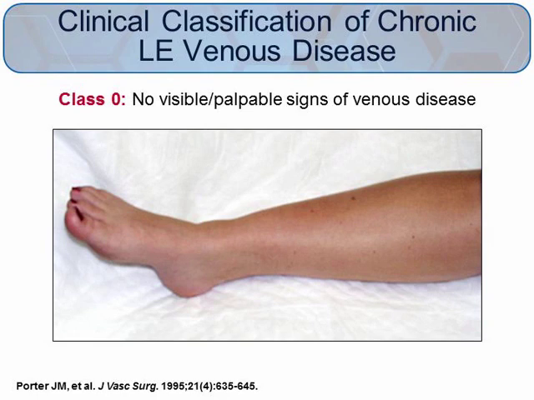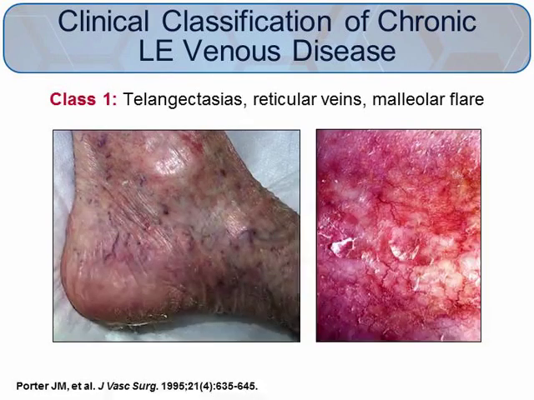So in terms of the clinical classification of chronic venous disease, according to the CEAP classification system, a Class 0 clinical presentation has no visible or palpable signs of venous disease. Now you might say, well, why would you have a Class 0? This could be a patient, for instance, who on ultrasound has a deep vein thrombosis. So we know they have venous disease, but they have no clinical signs yet.